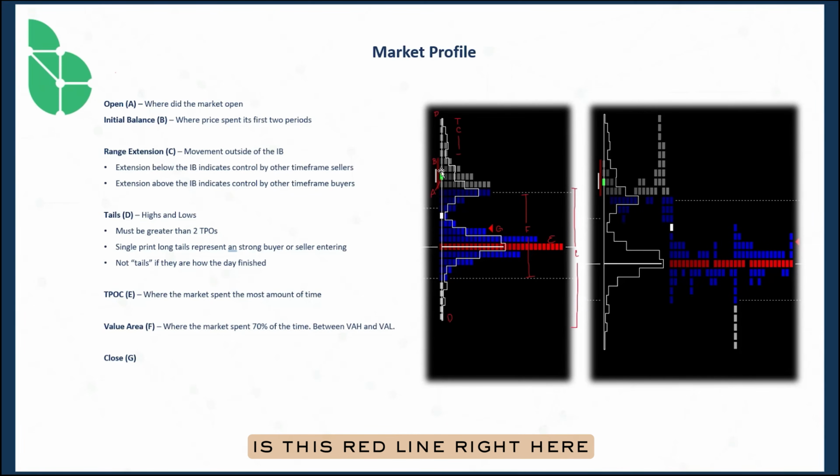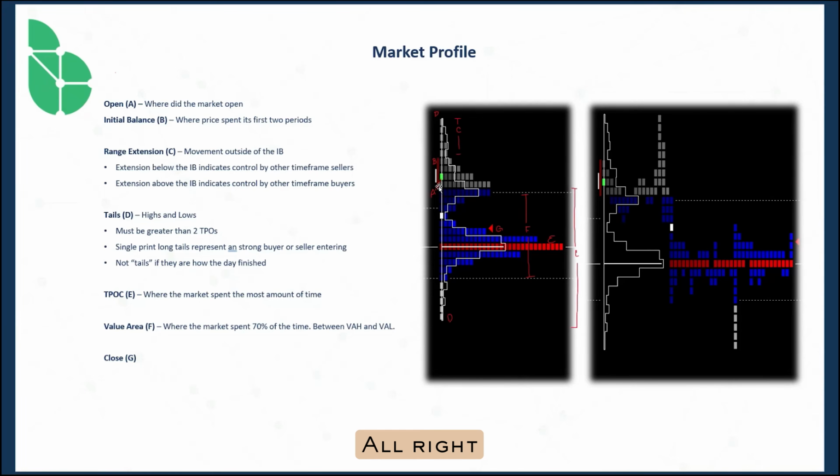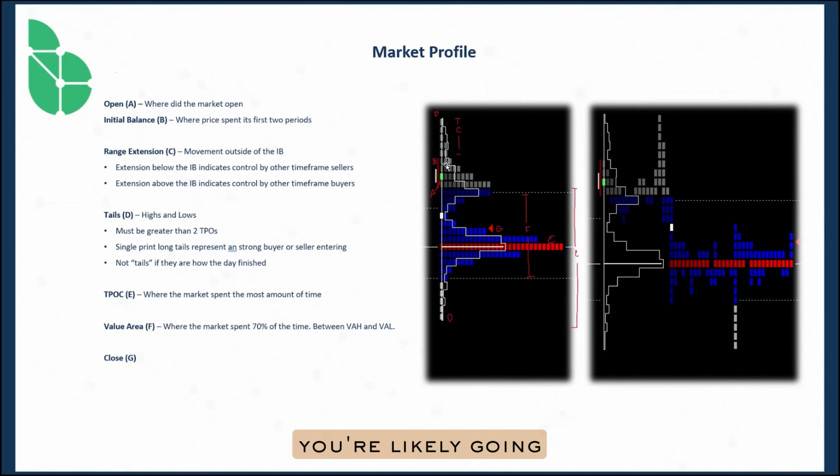The initial bounce is this red line right here outside of the profile. This is where the market spent its first two periods, right where the market opened. We're going to give a lot of weight to who is in control based on what direction we extend to. When we extend, it's when we move out of the initial bounce. Right after that first hour period, unless the initial bounce was very large, you're likely going to find that we extend out of that initial bounce.